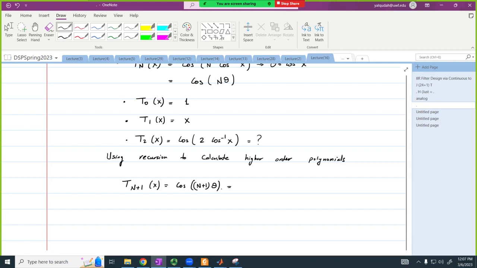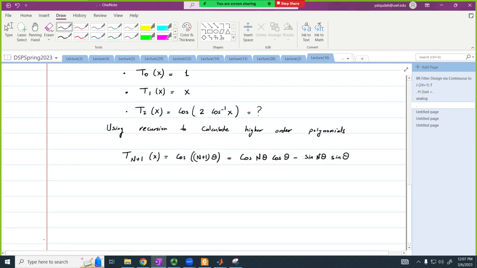But I can use this trigonometric identity. This is going to equal cosine n multiplied by theta, cosine theta, minus sine n multiplied by theta multiplied by sine theta. Agree? Directly. Now at the same time, I can calculate Tn minus 1 of x, which is going to equal cosine n minus 1 multiplied by theta. What is this going to equal? Cosine n multiplied by theta, cosine theta, plus sine n theta, sine theta.